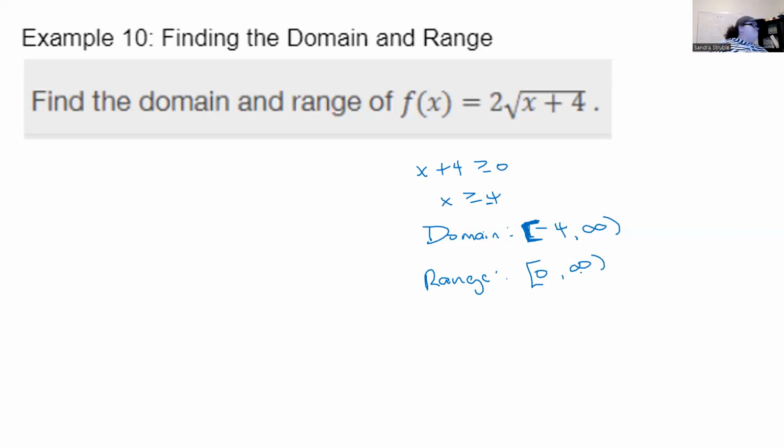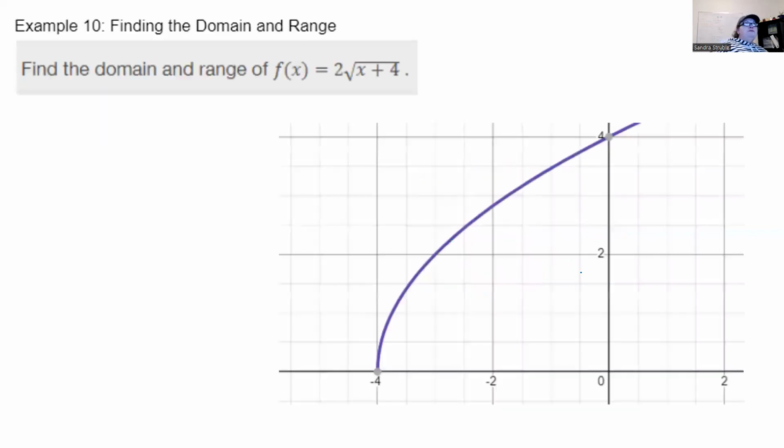Okay. Let's look at the graph. So there's our -4, and there's our domain. It goes from -4 and greater. And then our range, notice it's on the y-axis. So it's from 0, including 0, and then all the way to +infinity.